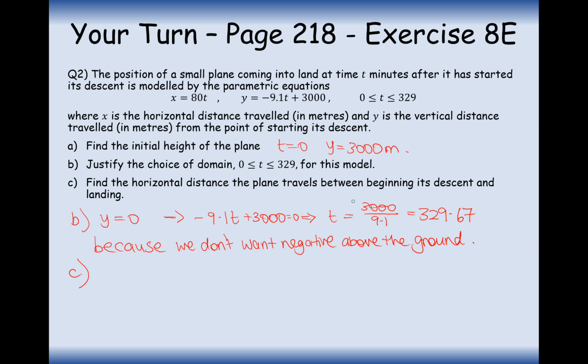Find the horizontal distance the plane has travelled between the beginning of its descent and landing. So effectively what we'll do is plug in t equals 329, t being in minutes, 329 minutes, that's quite a long time. Anyway, x is going to be 80 times 329, which is 26320. So that's going to be 26.32 kilometers.